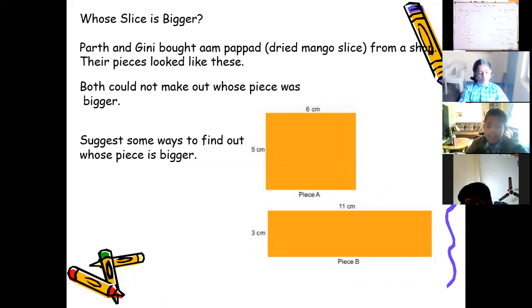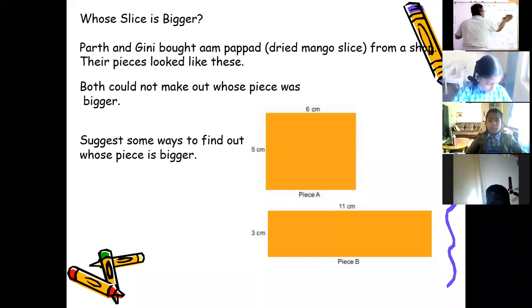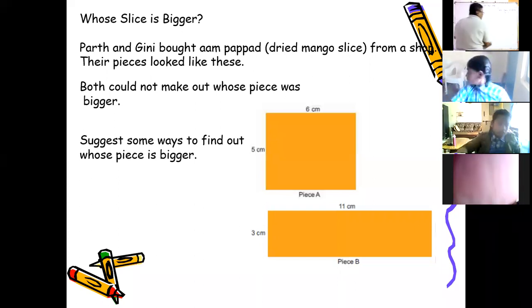Sir, should we write this? Just find the perimeter of both and compare which has more perimeter. That's all you have to do. Writing is not required. The question is to find which one has more perimeter.